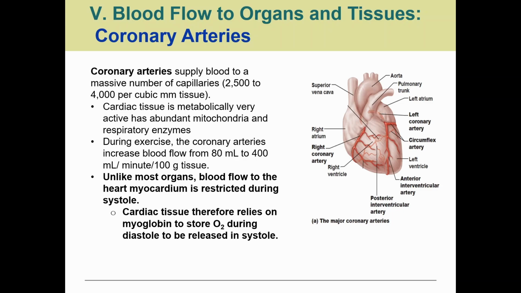But let's talk about blood flow to the organs and tissues, starting with the heart and looking at coronary arteries. The coronary arteries are basically going to be servicing the heart, pumping blood into all these capillaries that we find in the heart tissue, in the cardiac muscle. Cardiac tissue is metabolically expensive, right? There's lots of mitochondria, lots of enzymes, because the heart has to pump 24/7. So it makes sense that this active tissue needs a lot of energy, a lot of blood.